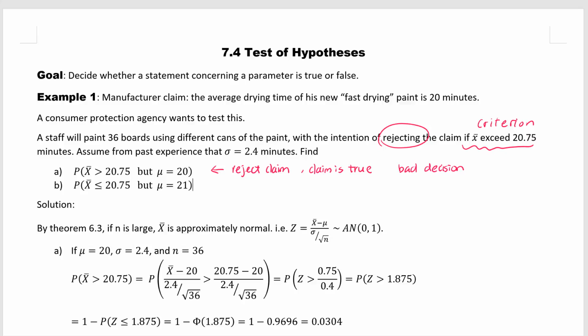What is part B? Well, X bar less than or equal to 20.75, which means we accept the claim. But the population mean is 21, so the claim is false. So we accept the claim, but the claim is actually false. So this is also a bad decision.